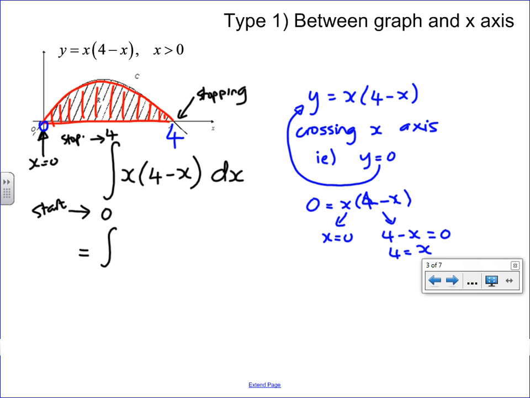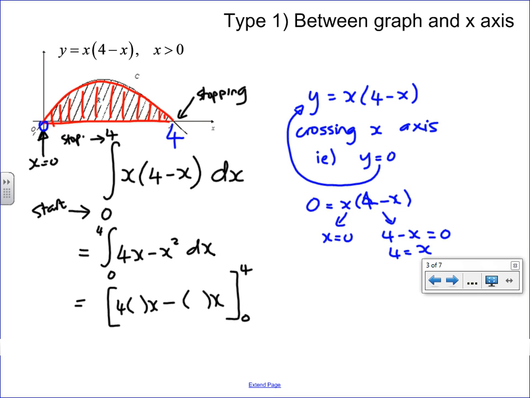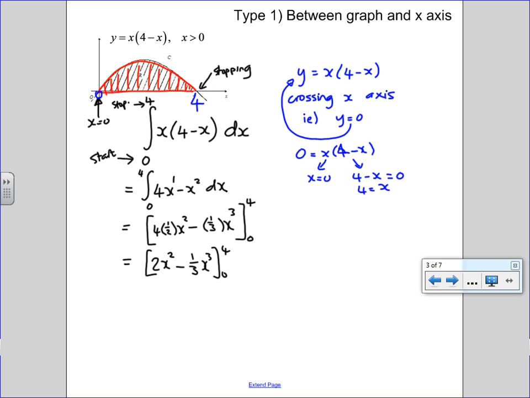So first of all, I need to expand out: 4x minus x squared. Okay. Limits still on, don't forget them. And then the C1 bit, big square bracket. 4x minus x squared. No need for the plus c, but the limits need to appear here. The 1 increases to a 2, and then that's upside down. The 2 increases to a 3, and then that's upside down. So what we've got is 2x squared minus a third x cubed between 0 and 4. So that's kind of the C1 bit done.